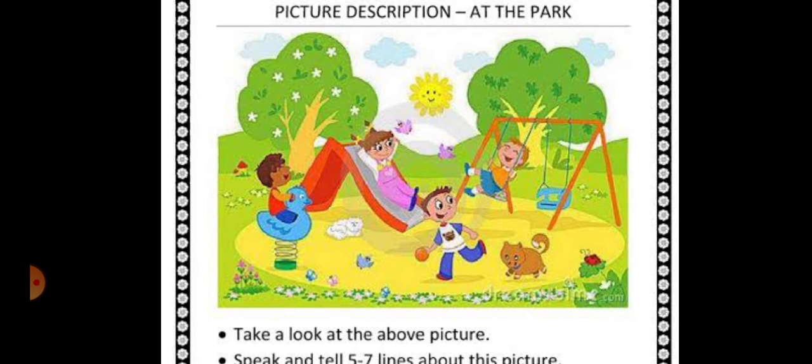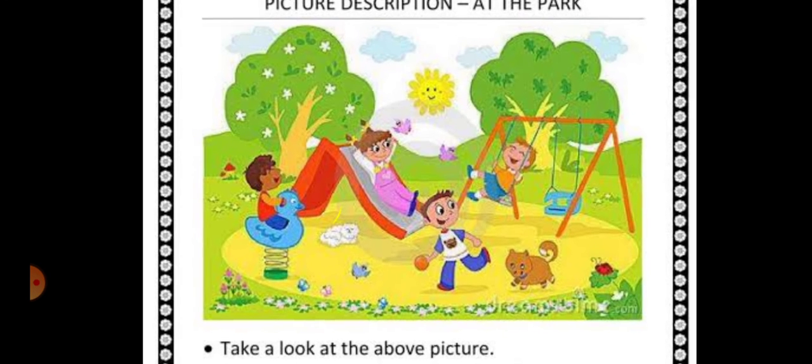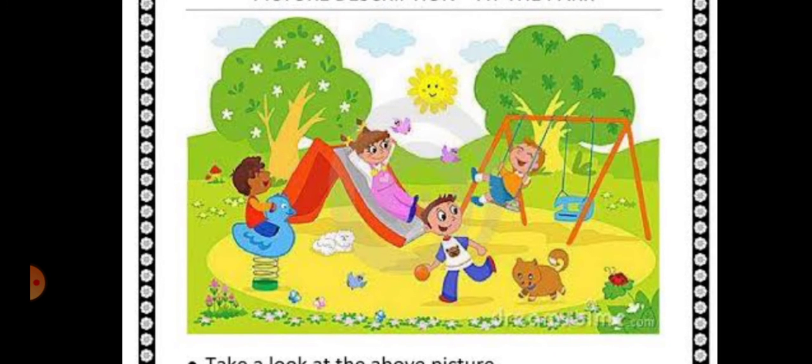Here is the picture for description. The title is already written: at the park. Observe this picture. In this picture there are 4 kids. They are playing. If you want, you can also name them. For example, Sarah is sitting on the slide, Ali is sitting on the swing, Ahmed is playing with the cat, he is holding a ball, and so on. It's a bright sunny day. Flowers are blooming, everyone is happy, birds are flying and chirping, and so on.